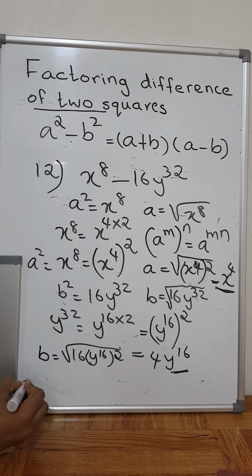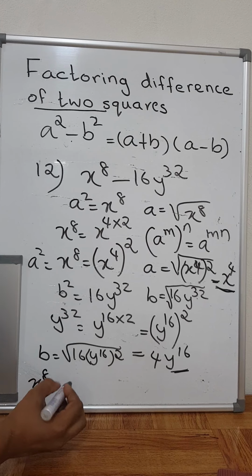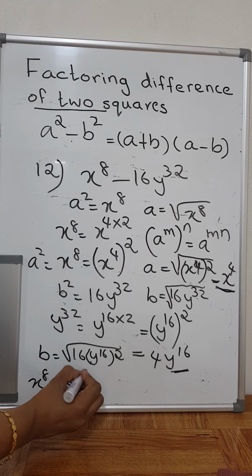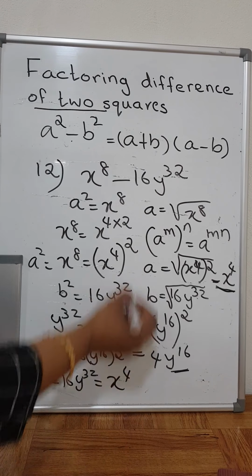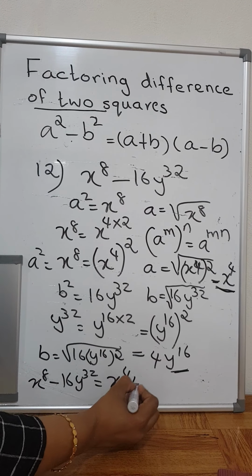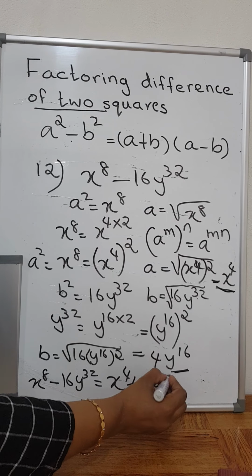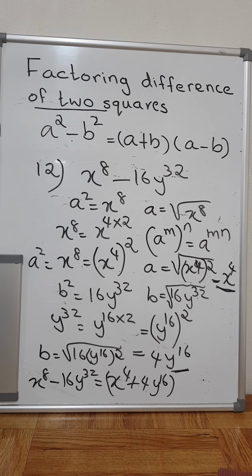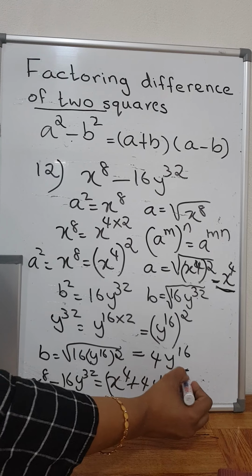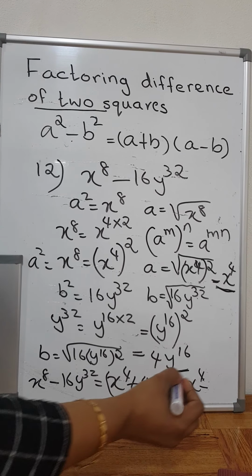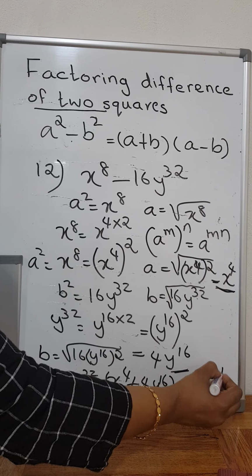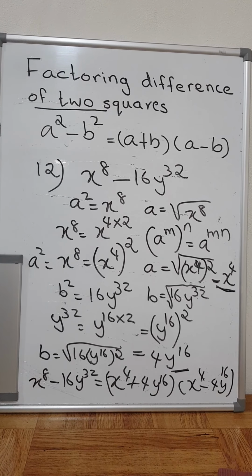So x to the power 8 minus 16y to the power 32 is equal to (a plus b) (a minus b): x to the power 4 plus 4y to the power 16 times x to the power 4 minus 4y to the power 16. We have done a lot, right? A lot of work. But did we factorize completely?